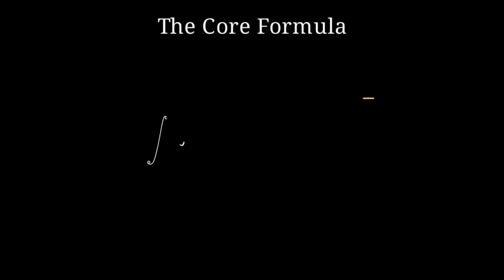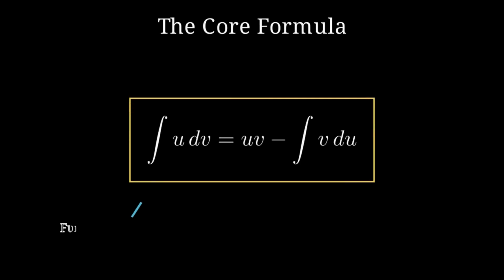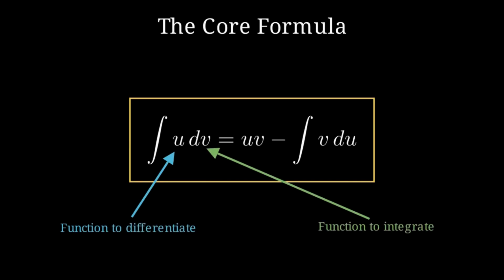The integration by parts formula states that the integral of u with respect to v equals u times v minus the integral of v with respect to u. Our main challenge is deciding which part of our original function should be u and which should be dv.